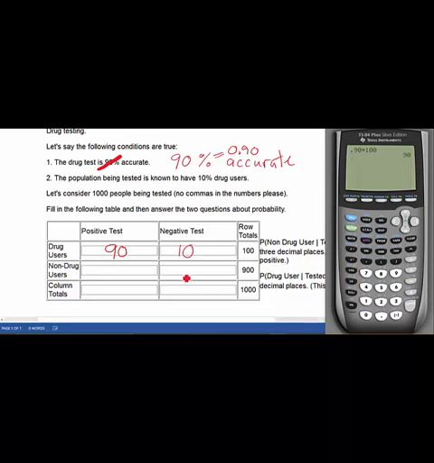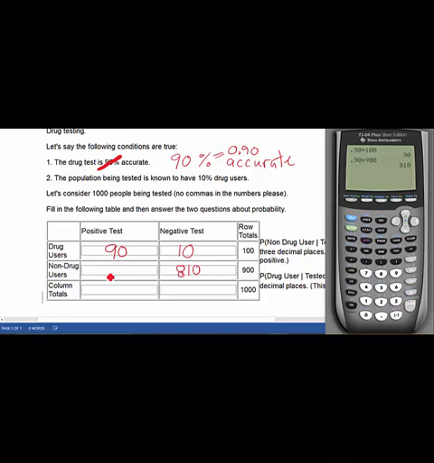All right, so now let's go to the next row. The next row is the non-drug users. So I know then that 90% of the non-drug users, so they're not using drugs, should have a negative test. Again, the test is 90% accurate. So 0.90 times 900. And that gives me the 810 in this box.